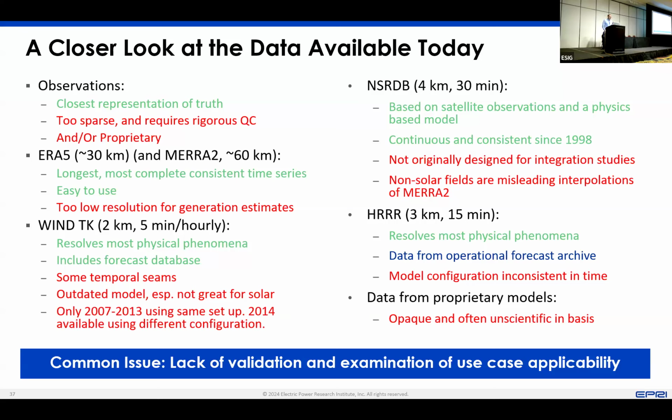Then you've got the Wind Toolkit, which is a 2-kilometer data set, which is the opposite of ERA5 in many of its issues. It has a high enough resolution, and again, I'm going to show you some examples of the impacts of resolution in a moment, to be able to resolve most of the physical phenomena that are relevant to the grid. And it includes a forecast database, which provides a representative look at how well we could forecast ground truth, which is important for power systems modeling.